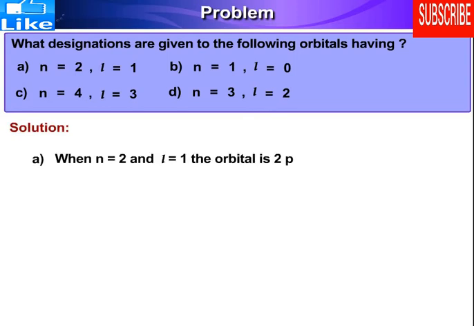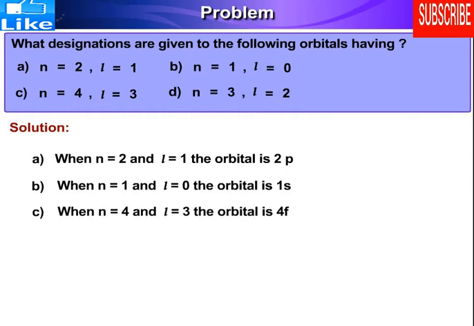Solution. A. When n is equal to 2 and l is equal to 1, the orbital is 2p. B. When n is equal to 1 and l is equal to 0, the orbital is 1s. C. When n is equal to 4 and l is equal to 3, the orbital is 4f. D. When n is equal to 3 and l is equal to 2, the orbital is 3d.